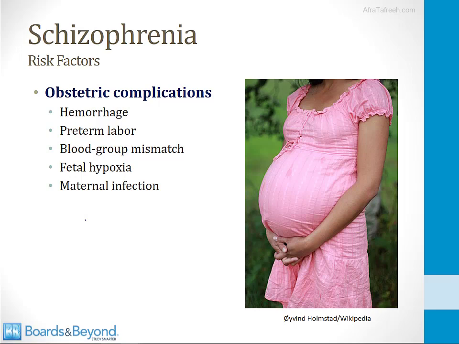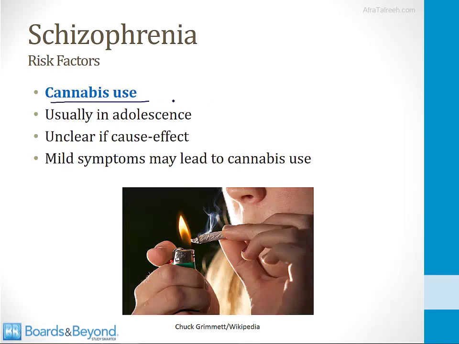And the reason for this theory is because there are a number of obstetric complications associated with schizophrenia. In other words, if these complications happen to a mother when she's pregnant, her child is more likely to develop schizophrenia. These complications include hemorrhage, preterm labor, if there's a blood group mismatch between the mother and the fetus, fetal hypoxia, and maternal infection. Cannabis use or smoking pot is associated with schizophrenia, especially if people do this in adolescence.